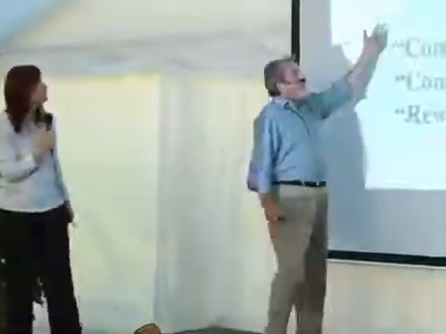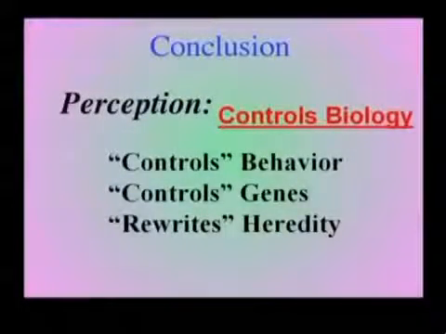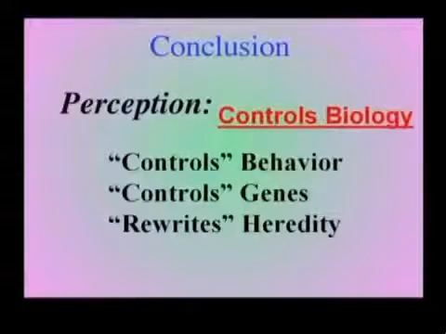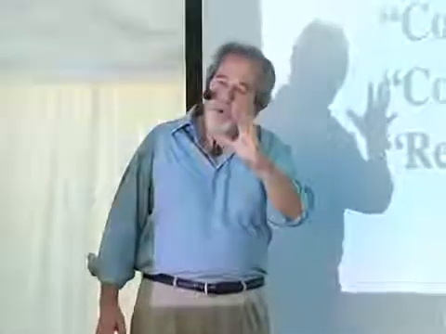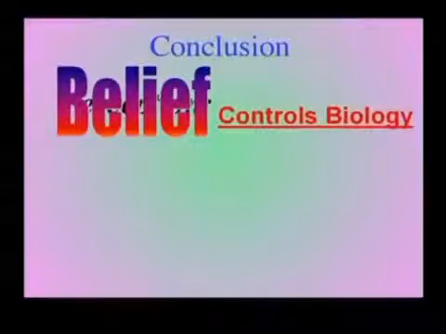Yesterday, we were closing out, and the conclusion that we dealt with was that perception controls biology, because how we see life determines our behavior, controls our genes, and can even rewrite the genetic code. But since our perceptions are sometimes right and sometimes wrong, then it's better to call them belief, so that it is belief that controls biology. You're not a victim of your genetics; you are responsible for what unfolds in your life.